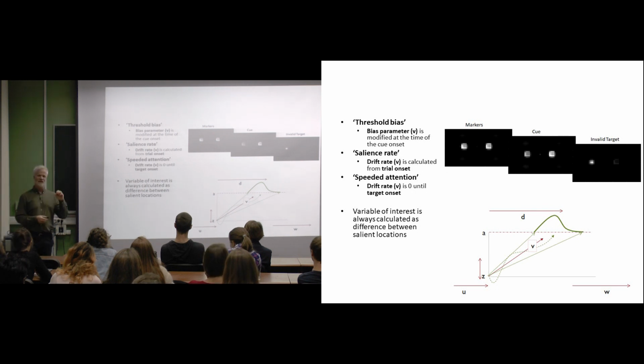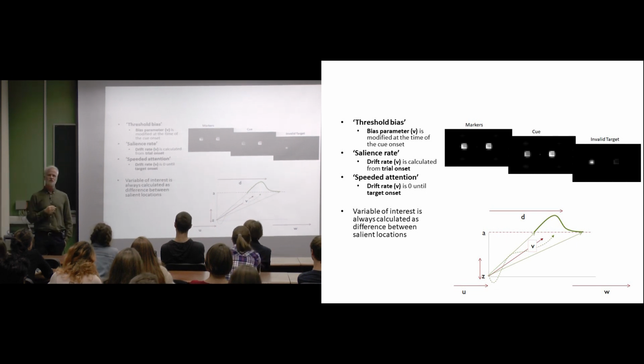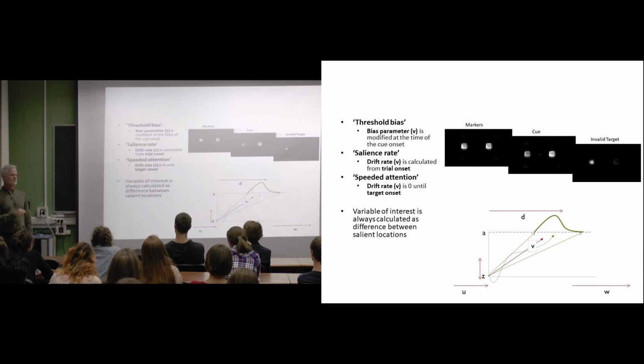Then we produce a target on the screen that they have to make a speeded response to. If it's in the same location as the spot that we drew their attention to, they should be faster. If it's in a different spot, they should be slower. This is one of the classic attention manipulations that we've used in these experiments.